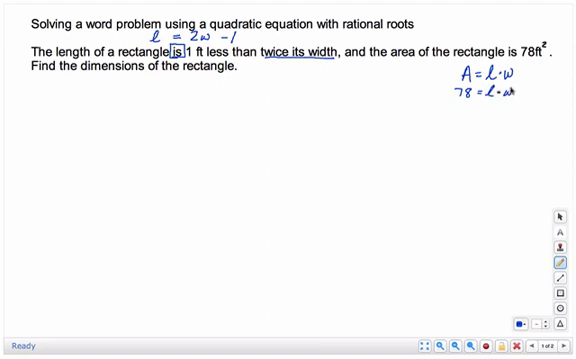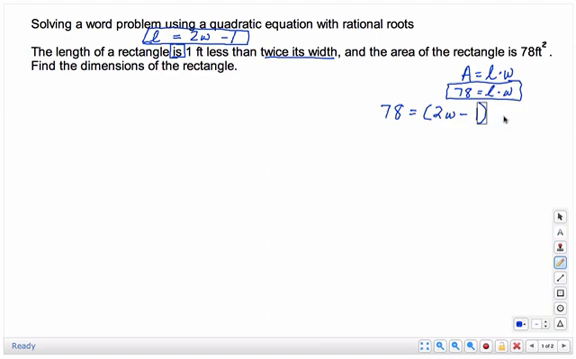So we have two equations with two unknowns. Here's one equation, and here's our other equation. Now we want to put these together. We're going to use substitution. This one's already solved for L. L is the same thing as 2W minus 1. So we're going to come over here and replace L in this equation with 2W minus 1. Something we've done before. So we're just applying the things we know in different situations here.